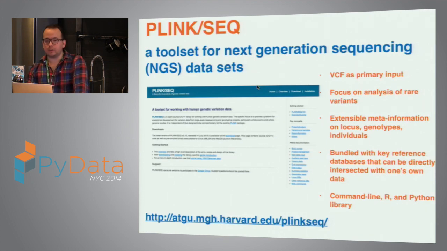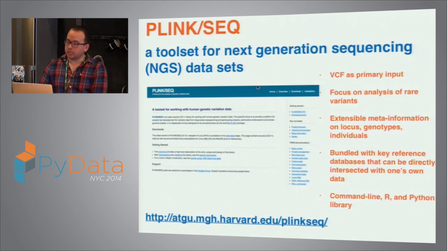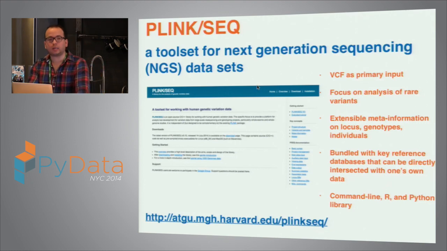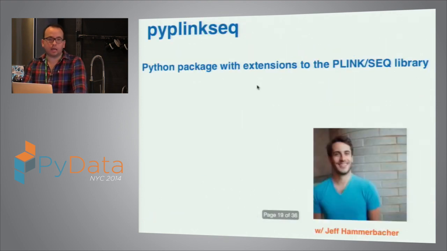It uses a VCF as a primary input. The focus is on the analysis of rare genetic variation, but not exclusive to rare genetic variation. It allows for extensible meta-information on locus, genotypes, and individuals to be integrated. It is also bundled with reference databases that can be directly intersected with one's own data, and I'll show you some ways that can be done. And there's a command line, an R, and a Python library.